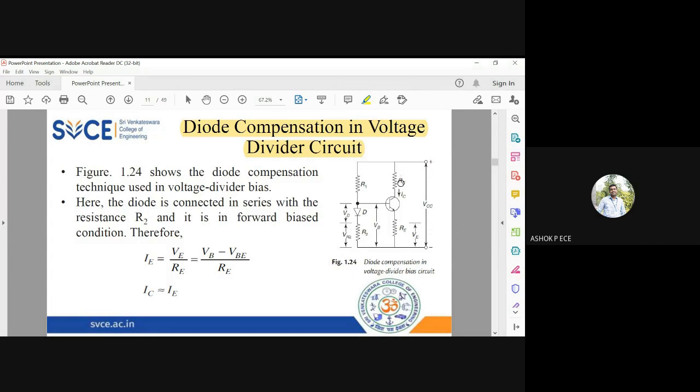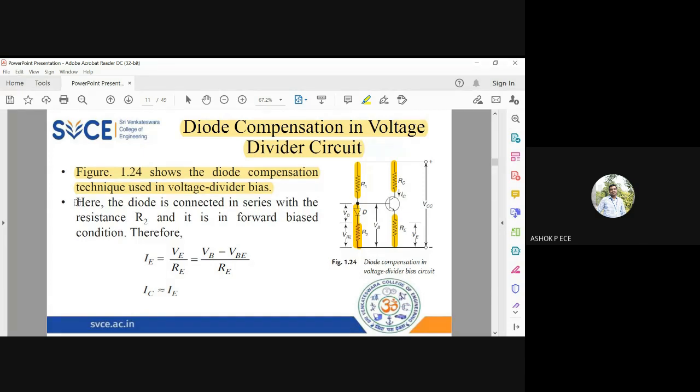So this is the voltage divider circuit. You have VCC, you have collector resistance RC, you have emitter resistance RE, you have the potential divider R1, R2, and here I'm going to place the diode in series with R2. So this is the circuit which shows the diode compensation for a voltage divider bias circuit.